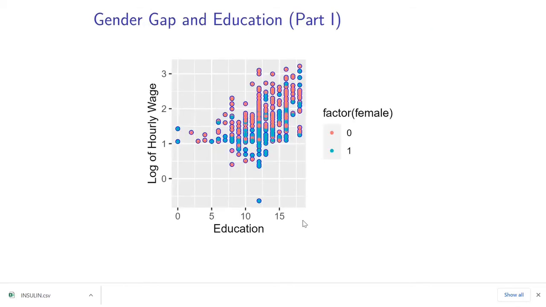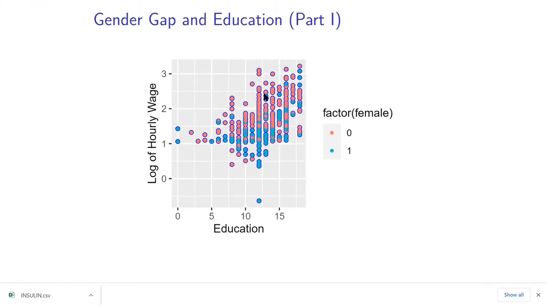This plot shows that as education increases, the gender gap on log of hourly wage seems to be getting smaller. The pink dots represent male workers, and the blue dots represent female workers. When the years of education are small, the male workers, represented by the pink dots, tend to earn a higher log of hourly wages.